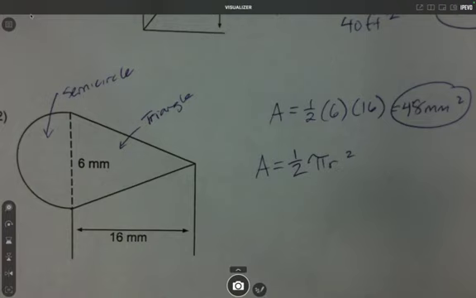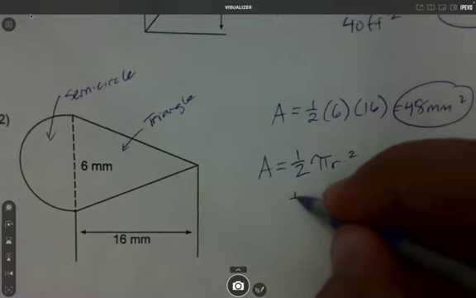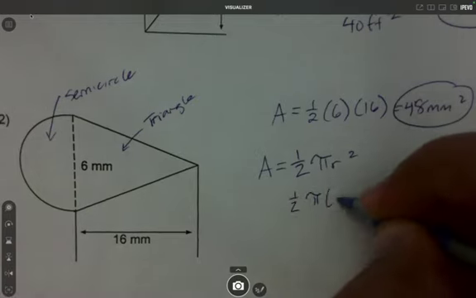I don't know if you'll face any quarter circles, but if you do, then it's 1/4 pi r squared. So all we need is the radius, but we got to make sure we're careful here because the 6 millimeters is not the radius of the circle, it's the diameter. So we need to take half of that and plug it in for the radius. So our radius is actually 3.